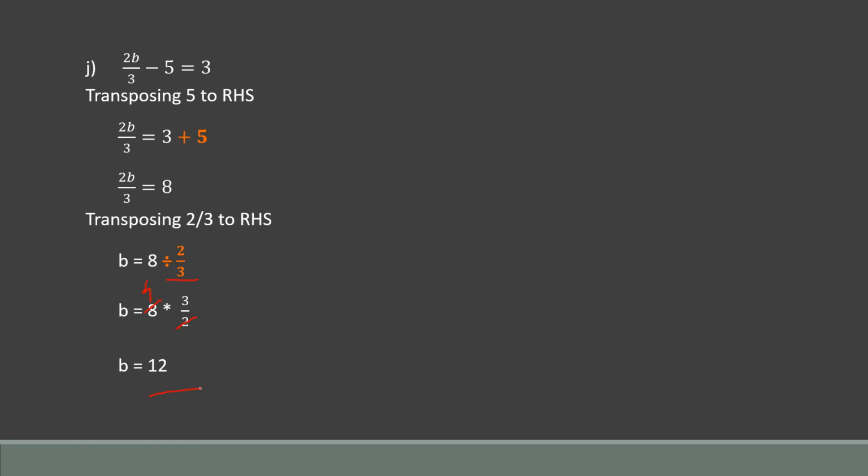This way we have completed our question number 1 from exercise 4.3. It's very simple. You just need to follow the transposing rule, and in the transposing rule you have to shift the number to the other side. While transposing, don't forget to change its sign. This way you can find out the value of the variable by using the transposing method.